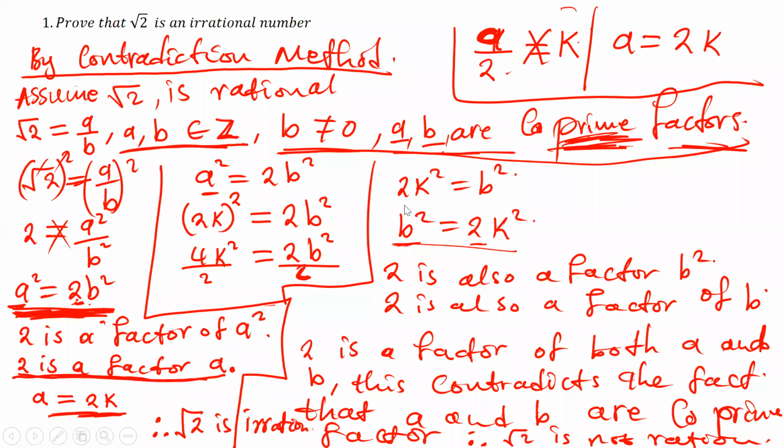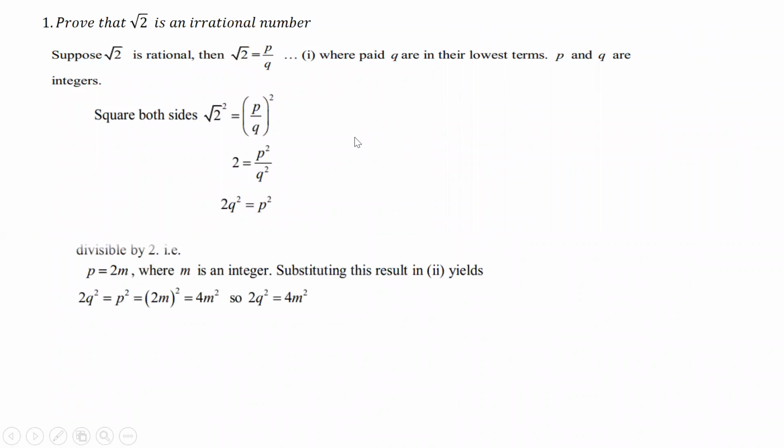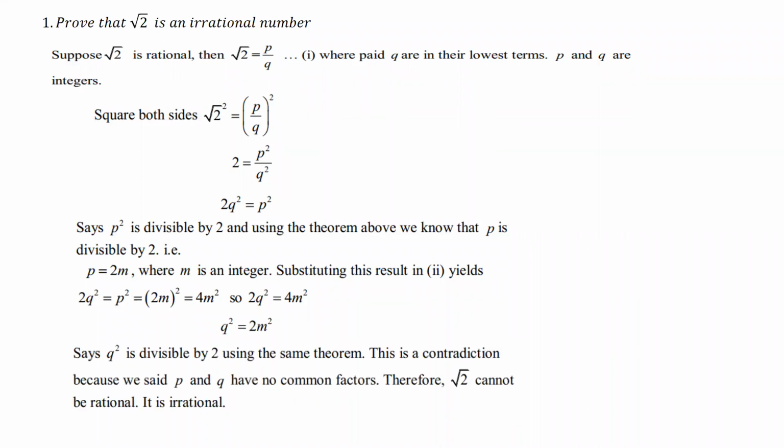Okay, let's see the next example. So this is what I was just trying to explain. This example is in the handout, which I believe you have. This is a contradiction because we said p and q have no common factor. In your handout, they used common factor. It's just the same as co-prime factors. They have the same meaning in short.